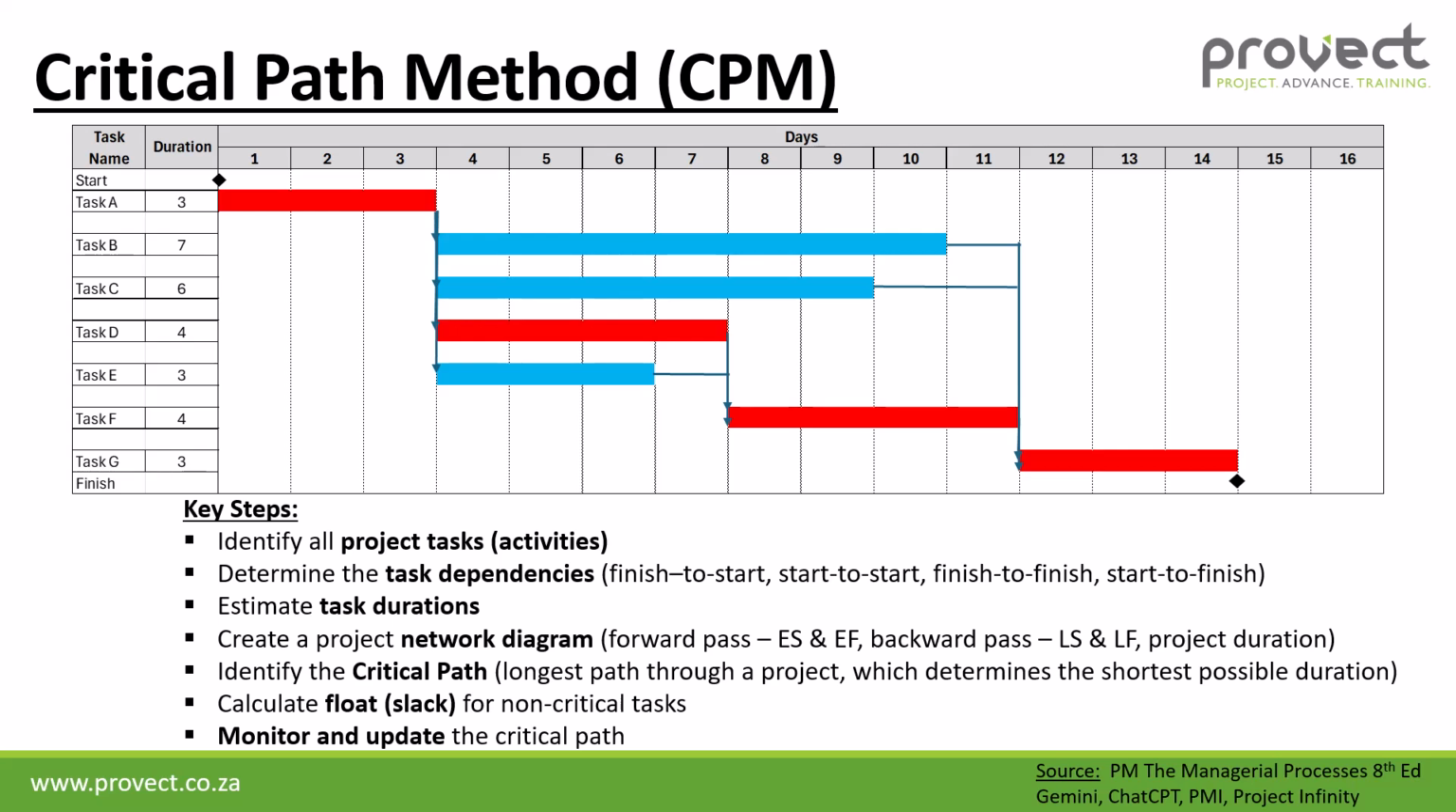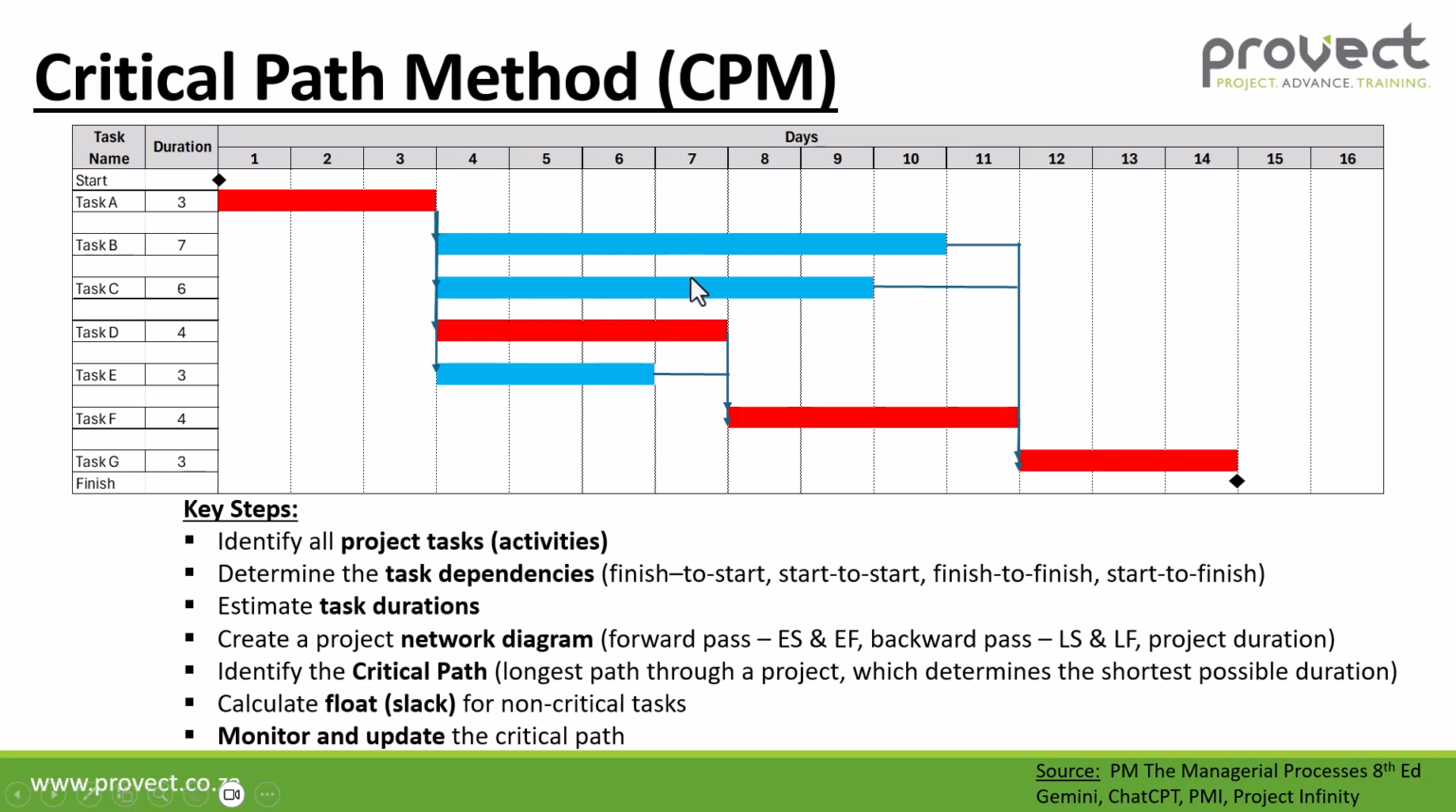First step is to identify all your project tasks or activities. Then to determine your task dependencies, that are finish to start, start to start, finish to finish, and start to finish relationships. So in this example, you can see that task A has got a finish to start relationship with task B, C, D, and E.